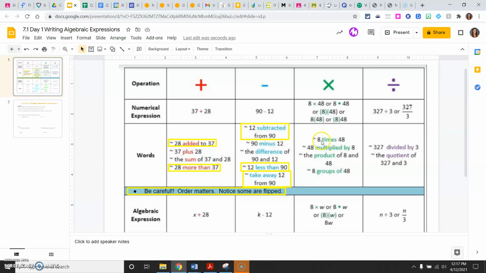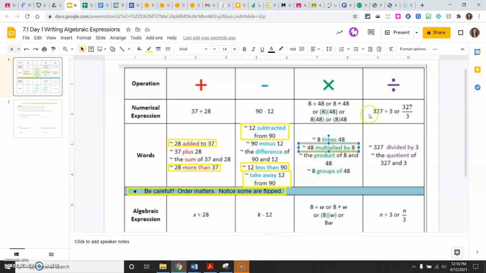So let's see. 8 times 48, that stayed in the same order. 48 multiplied by 8, that is flip-flopped. So multiplied by is a flip-flop word. That one's a little tricky. I wouldn't have guessed that. The other ones that look like they stay in the same order, the product of 8 and 48, 8 groups of 48. Those both stay in the same order it was listed, where 8 comes first and 48 comes second. So we don't need to really highlight any of those.